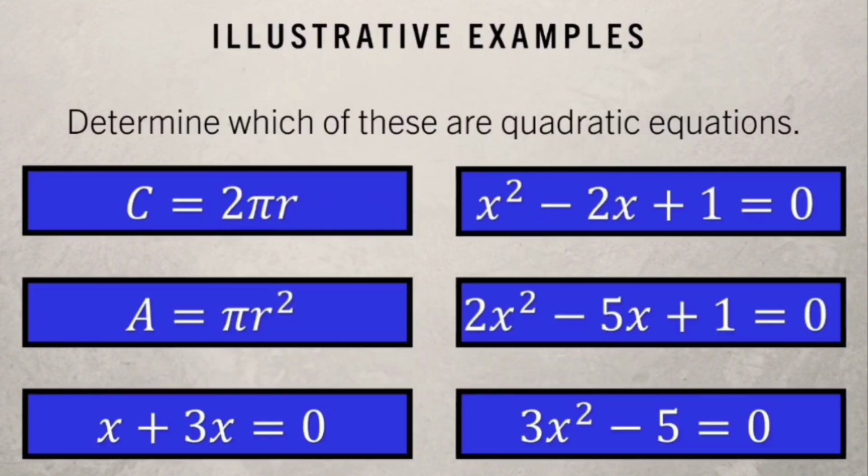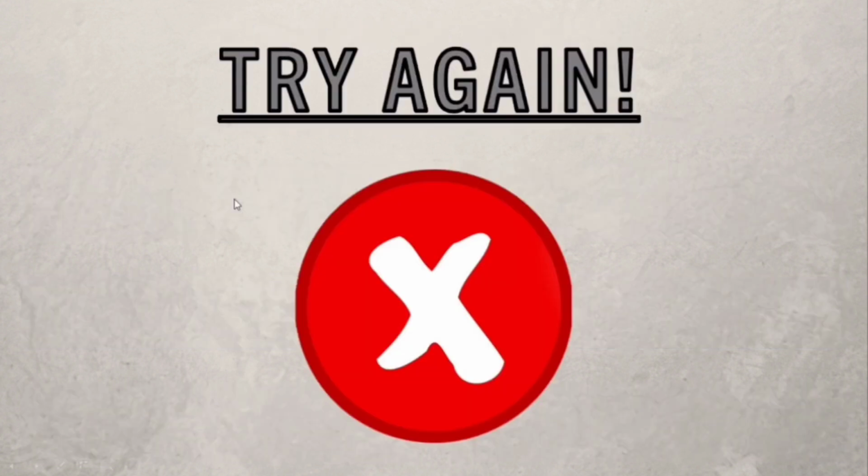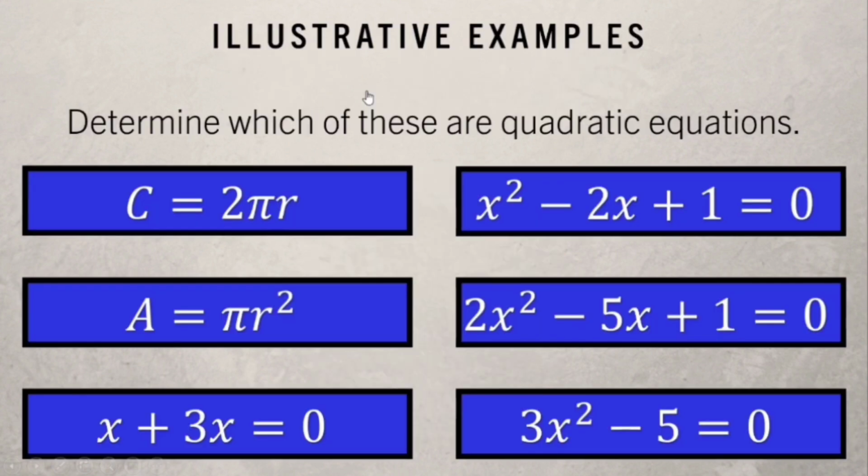Let's have an example. What we are going to do is determine which of these are quadratic equations. Is c is equal to 2 pi r a quadratic equation? Try again. No, that is not a quadratic equation because we don't have an exponent of 2. How about x squared minus 2x plus 1 is equal to 0?